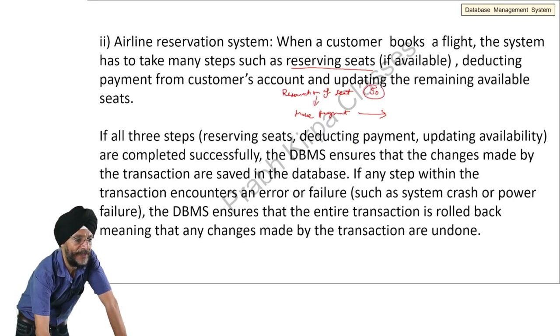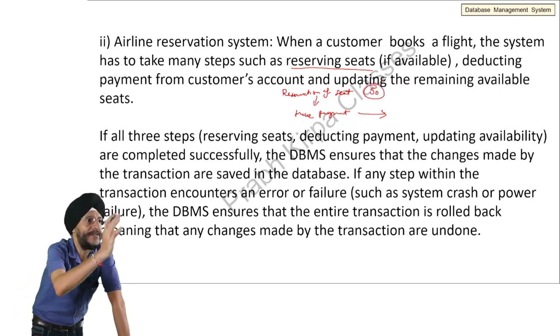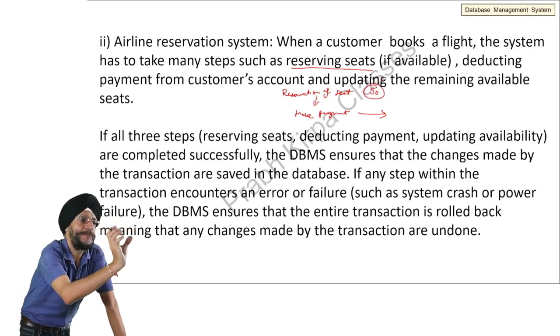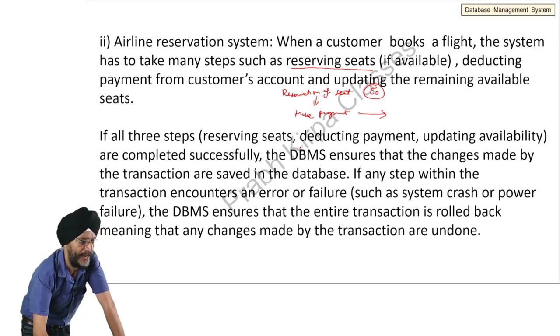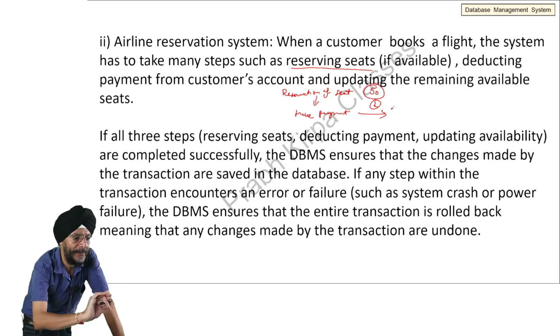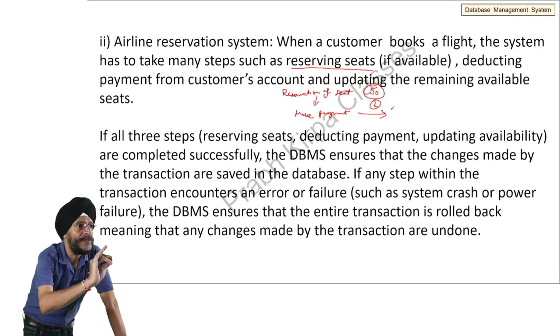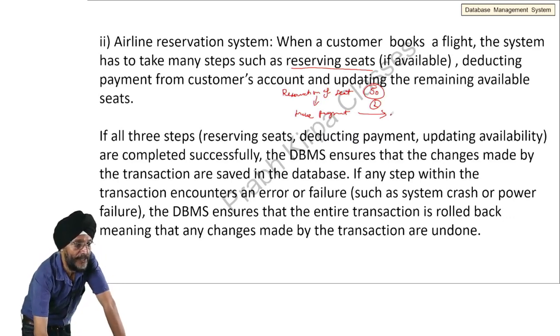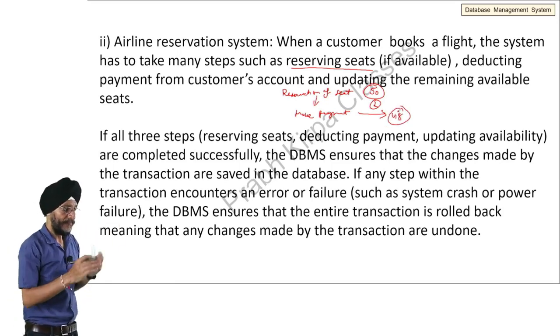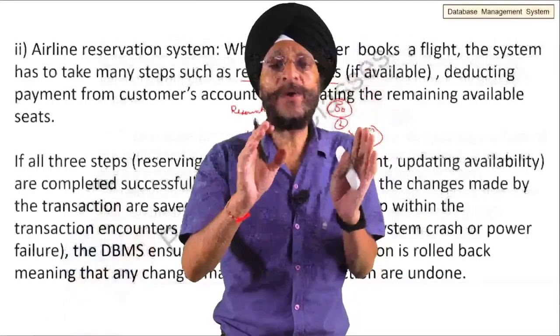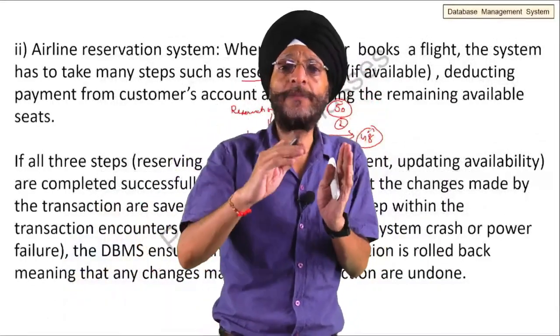Suppose the balance of tickets on their online site was showing only 50 seats remaining, and you book only 2 seats. Then the DBMS will ensure that 48 seats remaining are shown on the site. All this happens only because of the atomicity property.